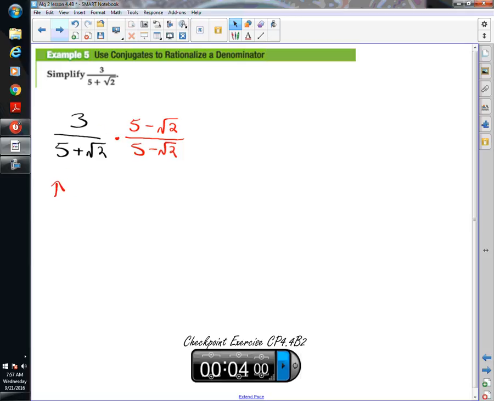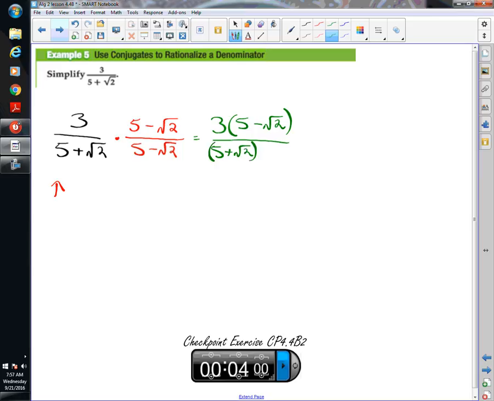So, carrying through on this, we will have 3 times 5 minus the square root of 2 over 5 plus the square root of 2 times 5 minus the square root of 2. Okay, so now on the numerator, we'll distribute out. 3 times 5 is 15. And 3 times minus the square root of 2 is minus 3 square root 2. On the denominator, we'll go ahead and use our FOIL method.